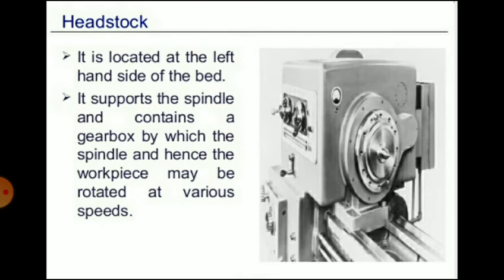And the second part is the headstock. It is located at the left hand side of the bed. The diagram indicates the headstock. It supports the spindle and contains a gearbox by which the spindle and hence the workpiece may be rotated at various speeds. In a headstock there is a chuck mounted on a spindle, and in the chuck you can hold the workpiece, and that workpiece can be rotated at different speeds. The speed arrangement is inside the headstock.